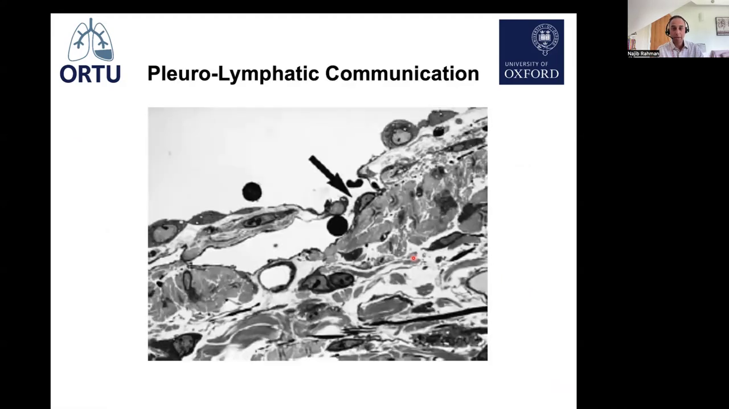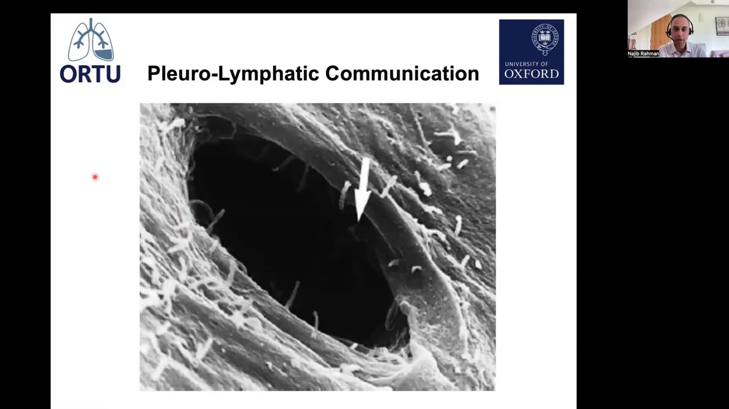And we now know the mechanism, and this is called the pleurolymphatic communication. So there is a complex network of lymphatics that sits within the parietal pleura, and here is an example of mesothelial cells forming a hole, called a lacuna, at the parietal pleural surface. And if we look at that with electron micrography, then this is what it looks like. And these are called pleural pores or Wang's pores.